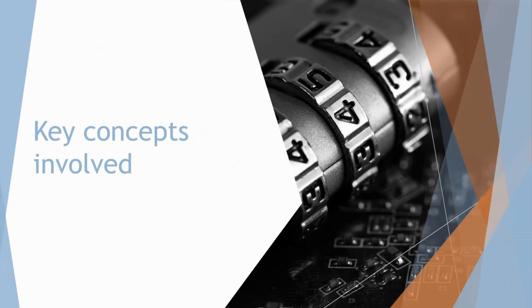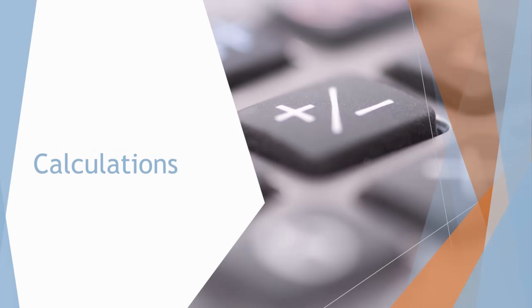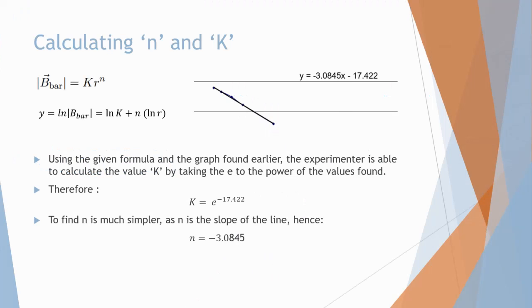The following key concepts were used in the experiment: the Biot-Savart law, the magnetic field of a dipole on its axis, where r is much greater than the separation distance, and the typical equation for the magnetic field of a dipole. Now, using the given formula and the graph found earlier, the experimenter is able to calculate the value for k by taking e to the power of the y-intercept. Therefore, k is equal to e to the negative 17.422. And finding n is much simpler, as n is the slope of the line. Hence, n is equal to negative 3.0845.